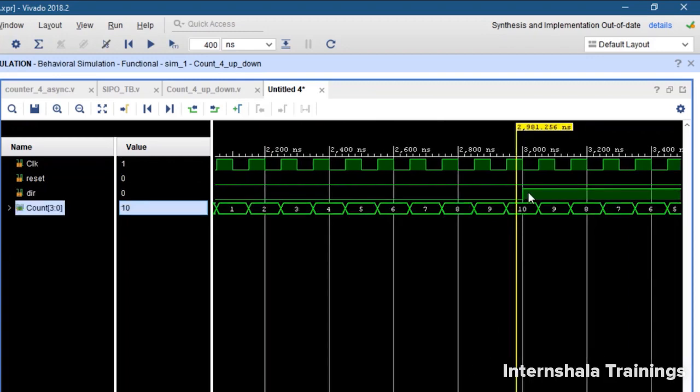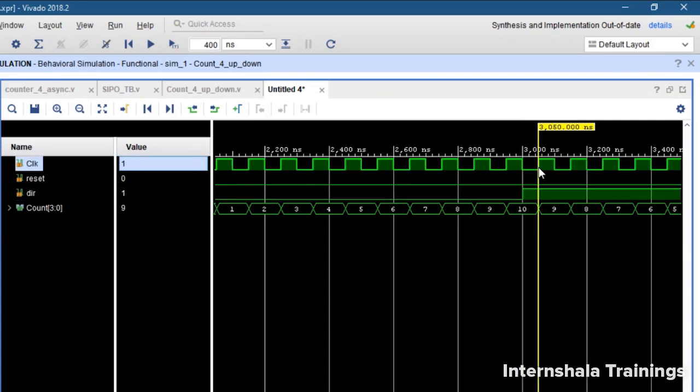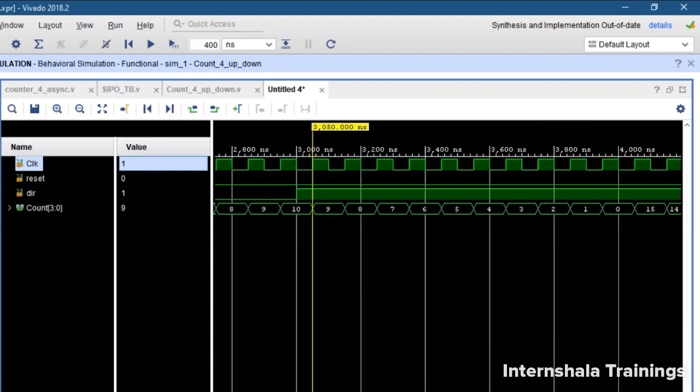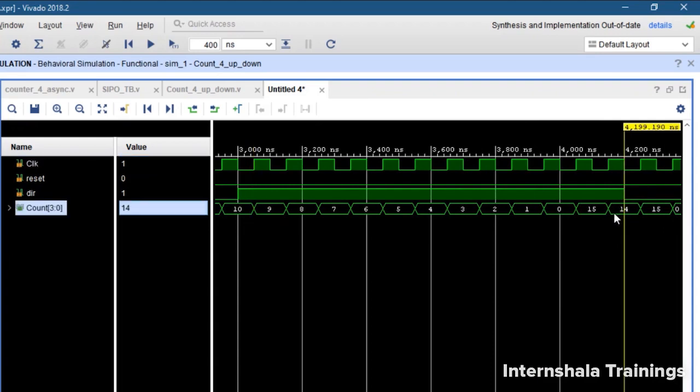And here we have changed the direction to 1. That means now we should start counting down at this positive edge of the clock. So 10 becomes 9, 8, 7, 6, 5, 4, 3, 2, 1, 0, and then 15, 14. Till this point we were counting down.